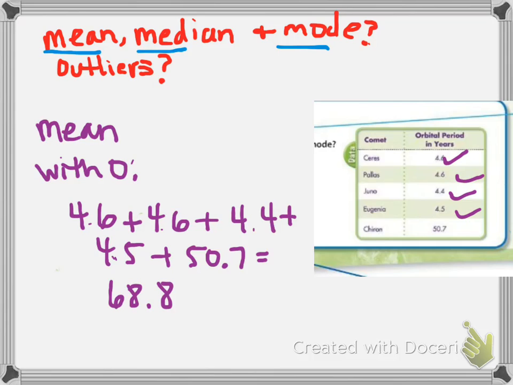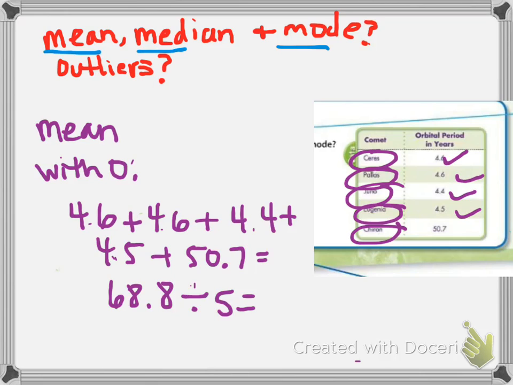Okay, and when we add all these together, we're going to get the answer of 68.8. Now we have to divide it by how many sets here? We have 1, 2, 3, 4, 5 sets of numbers. So then when we divide that by 5, our answer is going to be, the mean is 13.8. Okay, so we're going to list it here, 13.8.